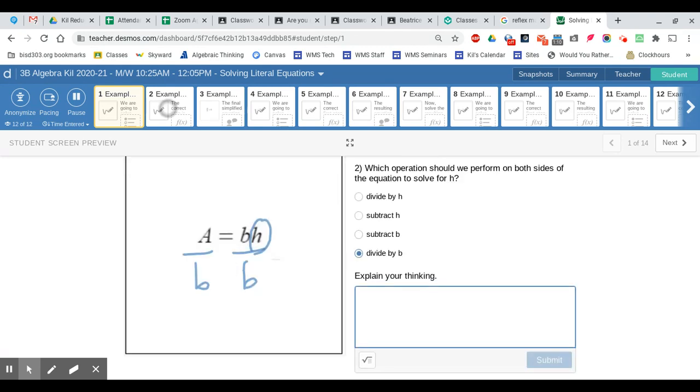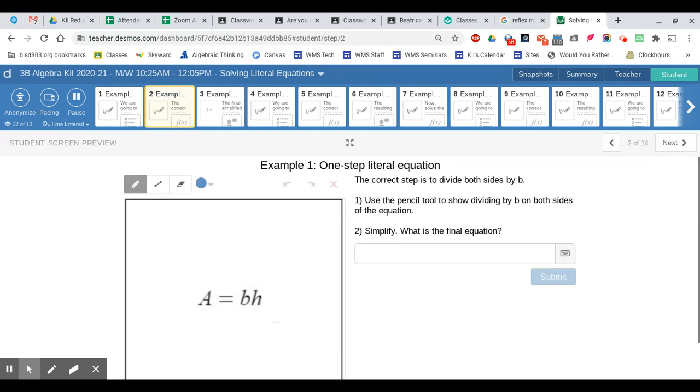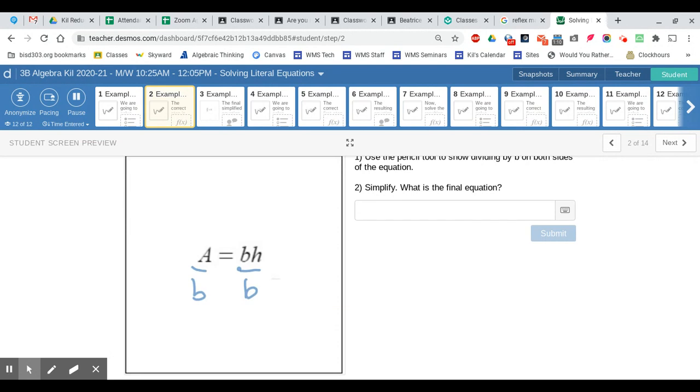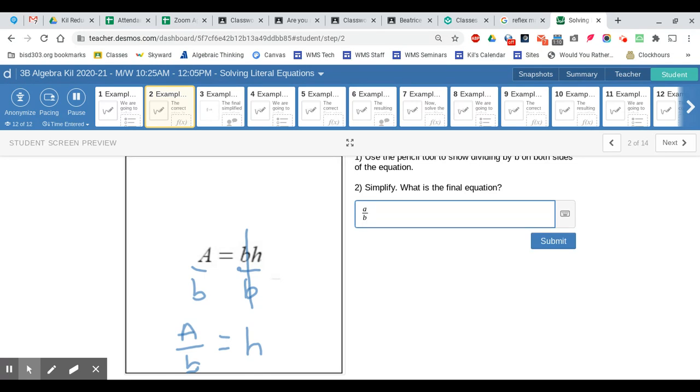And then in the second slide, they ask you to actually show dividing by b on both sides. So you would just sketch in this little box dividing by b. And b divided by b is 1, which is why they go away. So I'm only left with h on the right side, and that equals a over b. So that is my resulting equation that I'm going to write in here. So a over b equals h.